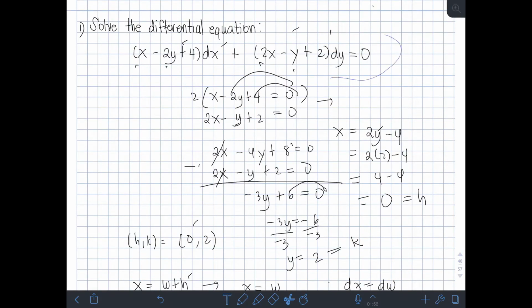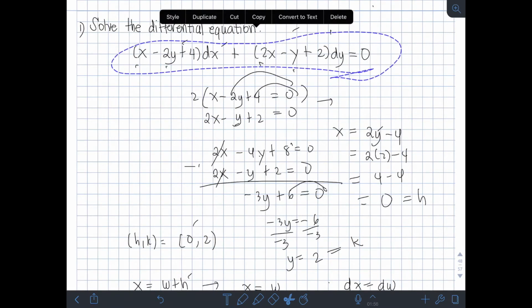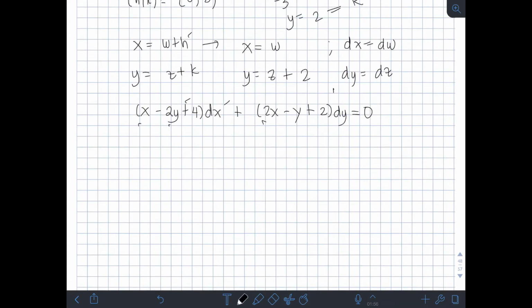Okay? So, ngayon, substitute na natin dun sa original equation. So, ito yung original natin, right? Copy ko lang. Okay, so sa x, magiging w minus 2. Yung y, magiging z plus 2. So, z plus 2 and then plus 4. Tapos si dx, magiging dw. Then plus 2 times x, magiging w minus y. So, quantity z plus 2, and then plus 2, and then si dy magiging dz equal 0.